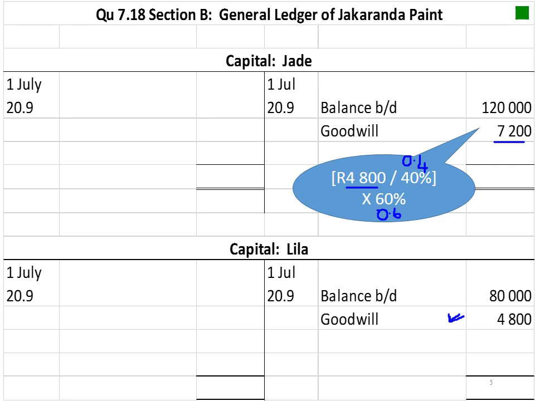So in the books of the partnership, the journal entry is that we debited goodwill with this total, and this total comes to 12,000 Rand, and we credited Jade's capital account with his portion of the goodwill, and Lila's capital account with her portion of the goodwill. So this is increasing the capital of the partners, because this is an asset that both of them have built up in the business. So we're crediting the capital accounts of Lila and Jade. These are amounts which would then be owing to them by the partnership.